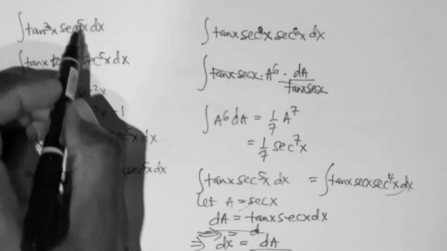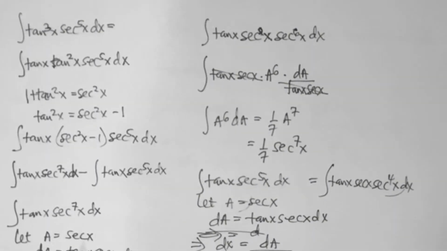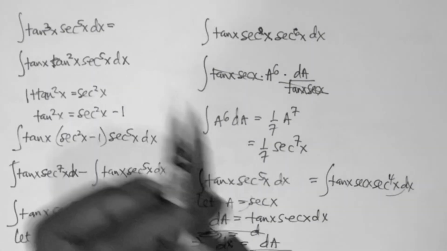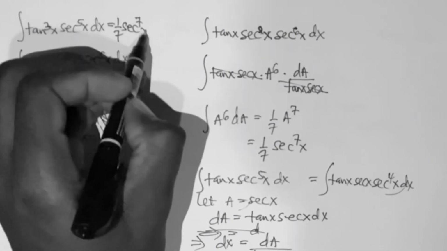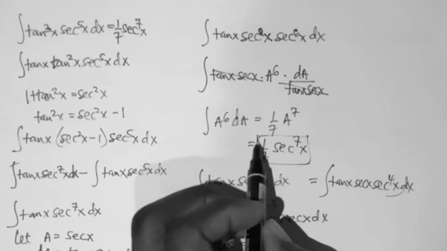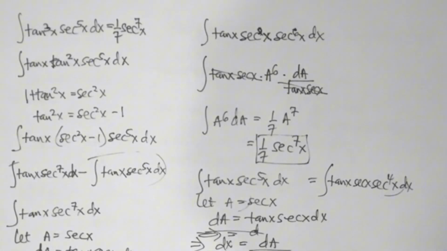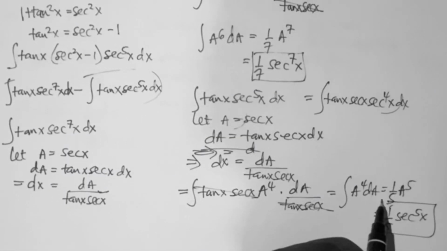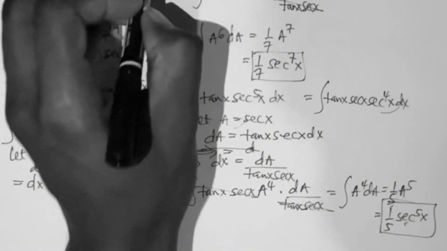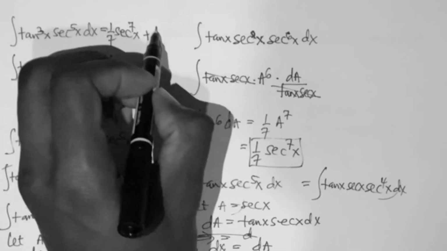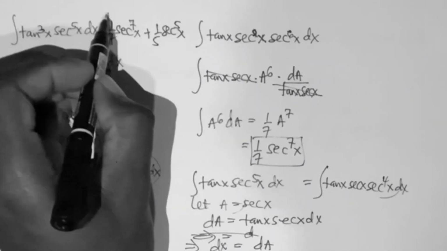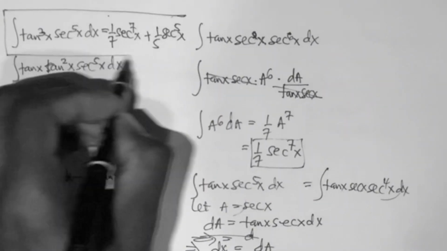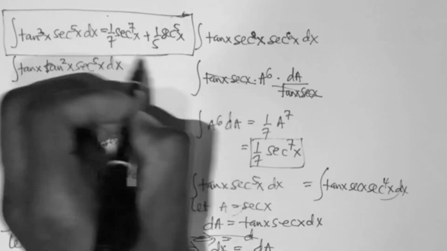So therefore this integral becomes, now when we did this, we got 1 over 7 sec exponent 7x, that is this answer. And then when we did this integral, we got 1 over 5 sec exponent 5x, so it becomes plus 1 over 5 sec exponent 5x. So this is the answer to this integral.